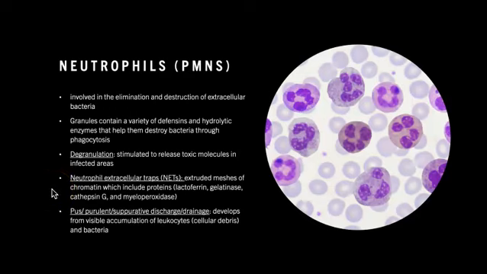That means that they have these meshes of chromatin that include proteins and can trap pathogens. And then we've got the ability to form pus, purulent, suppurative discharge, or drainage. And that really happens from them going through that process of phagocytosis. We start getting an accumulation of these neutrophils or leukocytes, which we call cellular debris, and the bacteria themselves.